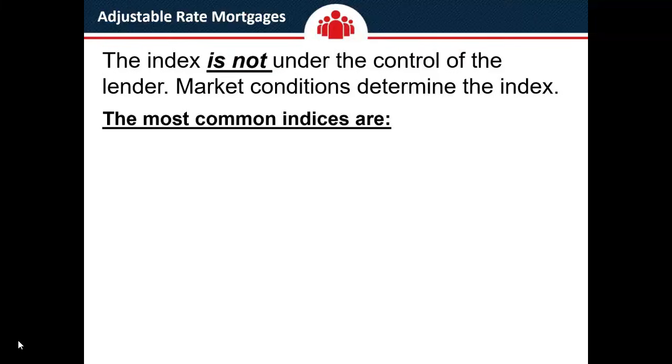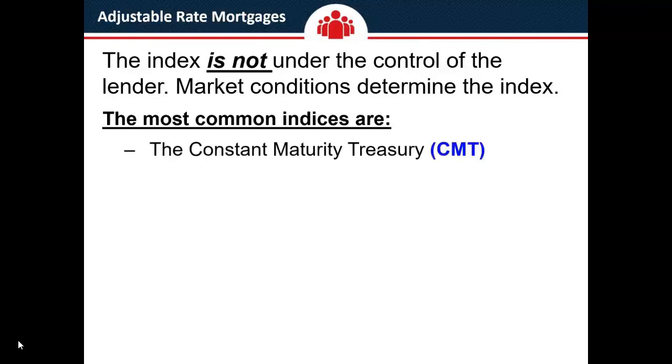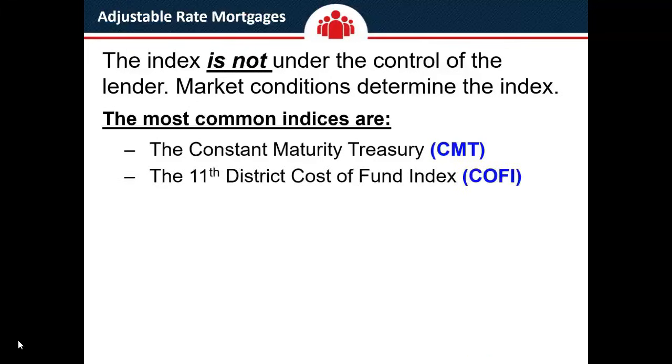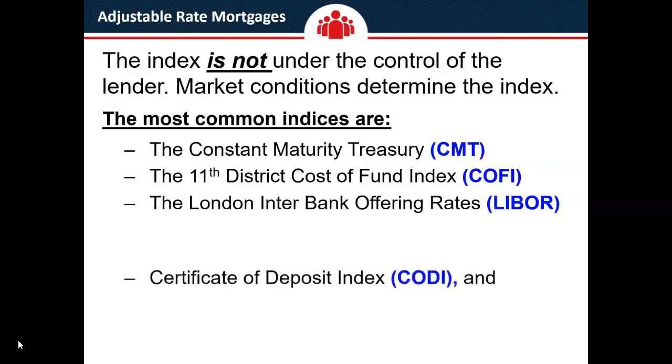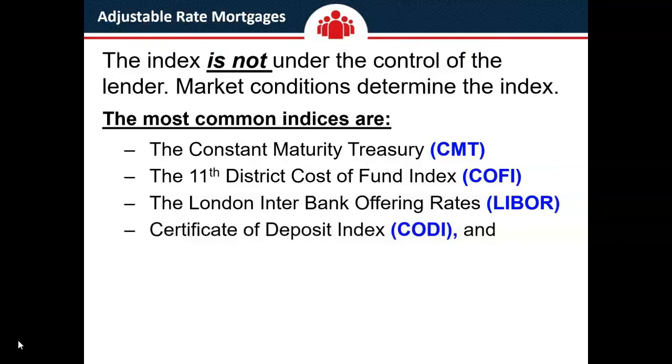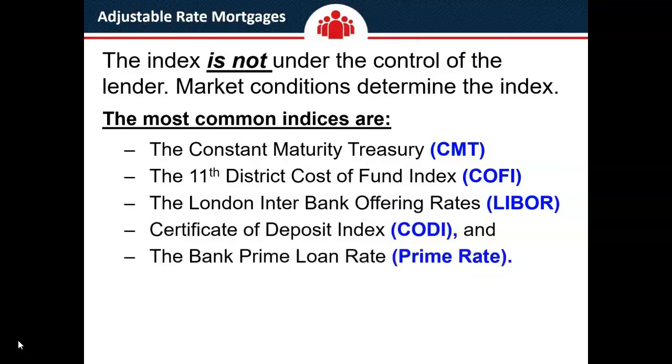Here are some common indexes, or indices, that you will hear about. CMT, the Constant Maturity Treasury. There's also COFI, the 11th District Cost of Funds. LIBOR, the London Interbank Offered Rate. CODI, the Certificate of Deposit Index. And one of the most popular ones that you'll learn about is prime, the prime rate. You hear that a lot. A lot of the banks actually go by prime. Those are just the names of some of the common indices out there in the industry.